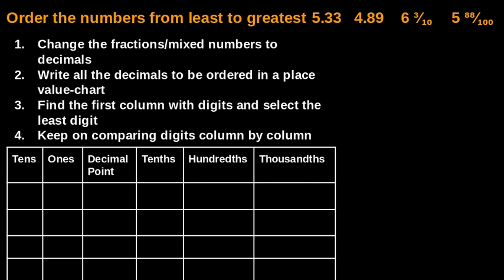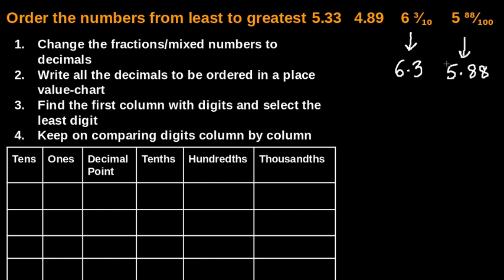The first step is to change the fractions or mixed numbers to decimals. So here we have 5.33, 4.89. We need to change 6 whole number 3 over 10 into a decimal and 5 whole number 88 over 100 into a decimal. So let's go do that. 6 whole number 3 over 10 will give you 6.3 as a decimal. I believe you know how to change fractions or mixed numbers into decimals now. And 5 whole number 88 over 100 will give you 5.88 as a decimal.